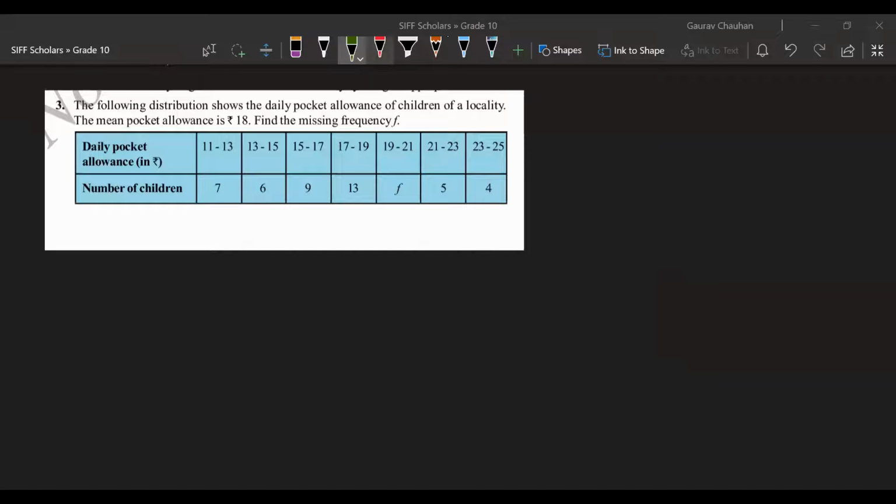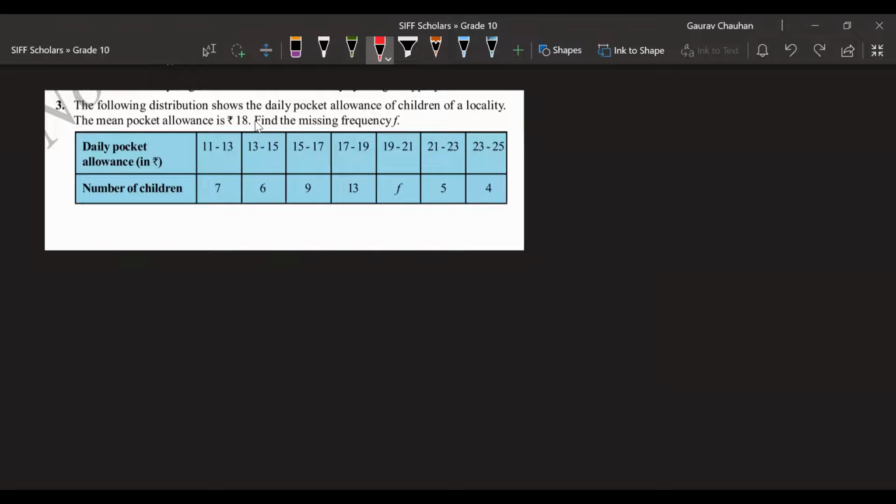All right, just let me say it for the sake of the recording. This is question number 3, which we're doing from the first exercise of the chapter on statistics. You are already given a grouped distribution. These are the classes and these are the frequencies of these classes. You are also given that the mean pocket allowance is rupees 18. But what you're not given is the frequency of one of the classes. The question is asking how you would find the missing frequency f.